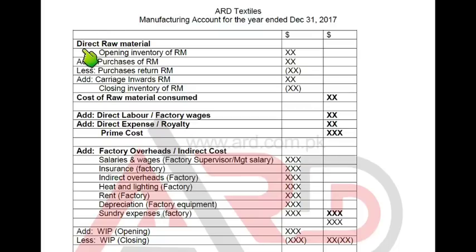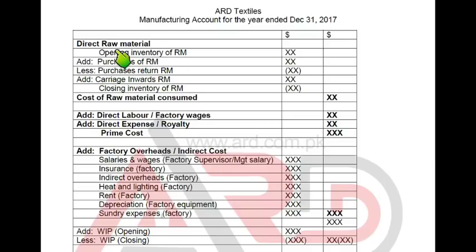If you write any terminology other than those that I have displayed here, you will be losing marks in the examinations. Now first of all, we have already discussed there are three components. One is material, one is labor, and one is expense. We'll be writing first of all direct raw material. Now how to calculate direct raw material? First of all, we'll be writing opening inventory, then we'll be adding purchases.